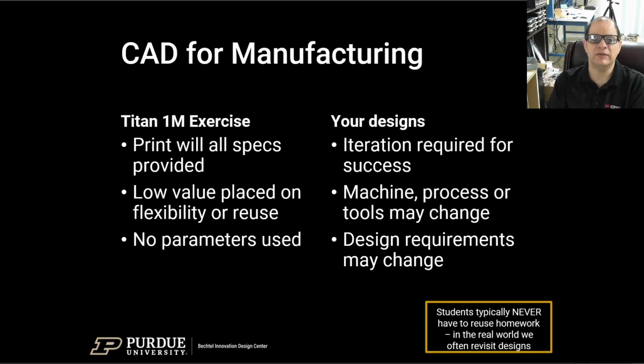The Titan 1M design that we saw had very low value on flexibility or reuse. Basically, they copied the print perfectly, which is what the exercise was about. But if you wanted to change the size of that, you'd have to redo the entire thing pretty much and move everything to get it updated. So we're going to be taking you through parameterized CAD in the next section, which will go about how you make things a lot more flexible.